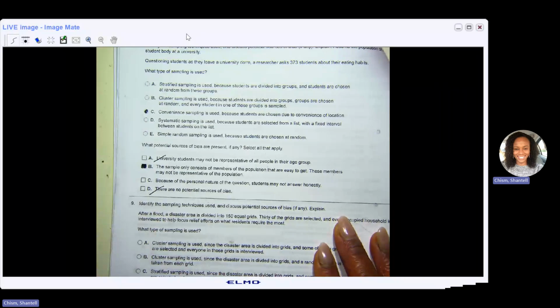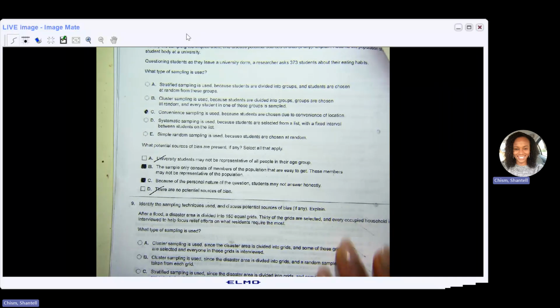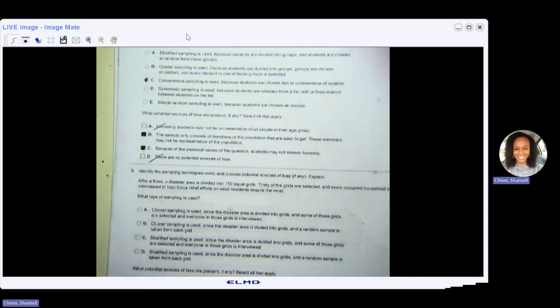What about C? Because of the personal nature of the questions, students may not answer honestly. Yeah, you may have students who may not answer honestly. They may not want to reveal their eating habits to a stranger. So that could lead to bias as well. B and C would be the answer there. B and C. Look at number 9.